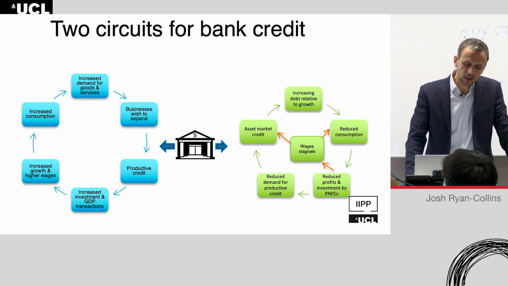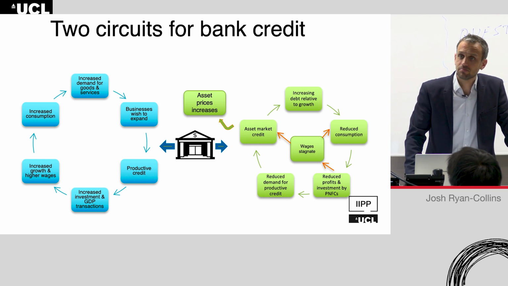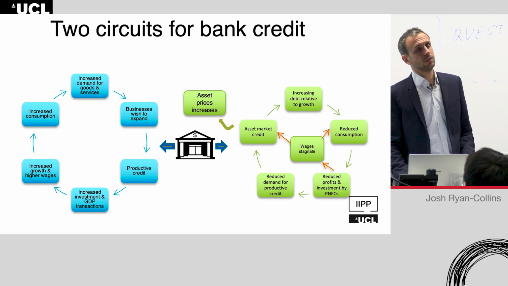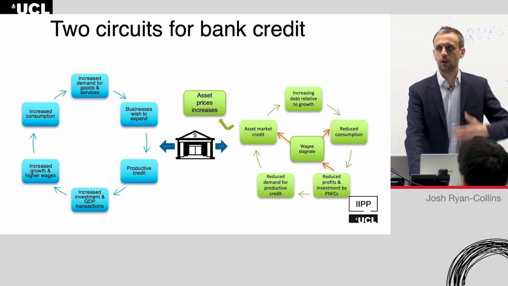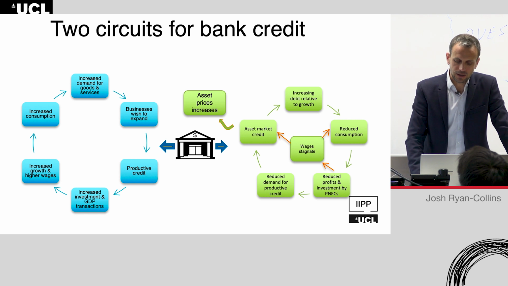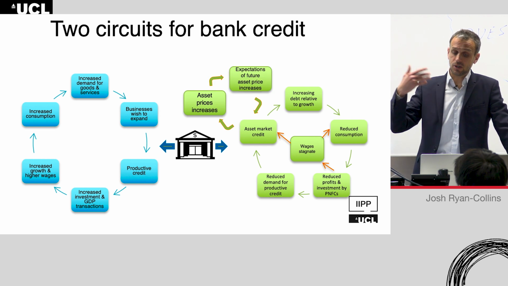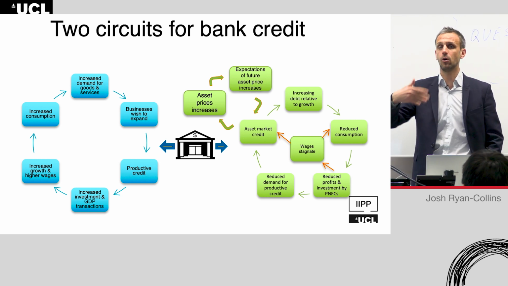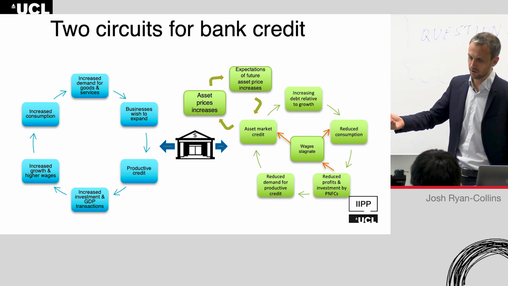But there is another circuit, and that involves lending against assets, particularly mortgages, but also financial assets increasingly. That tends to inflate the value of those assets because it's not leading to an increase in production in the economy. It's just money flowing into land or a financial asset, a stock, without leading to any increase in productivity. Because asset prices are rising, that leads to expectations of future asset price rises, and people want more of that thing. See house prices going up, better get on the housing ladder, right? So there's more demand for asset market credit.